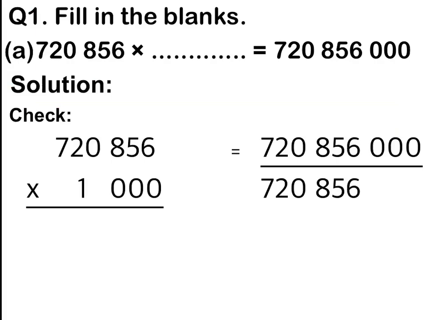720,856,000 divided by 720,856. Now we will divide as 1. 720,856 we will cut from this value and 0 0 0. Okay, so now student, the answer is 1,000.